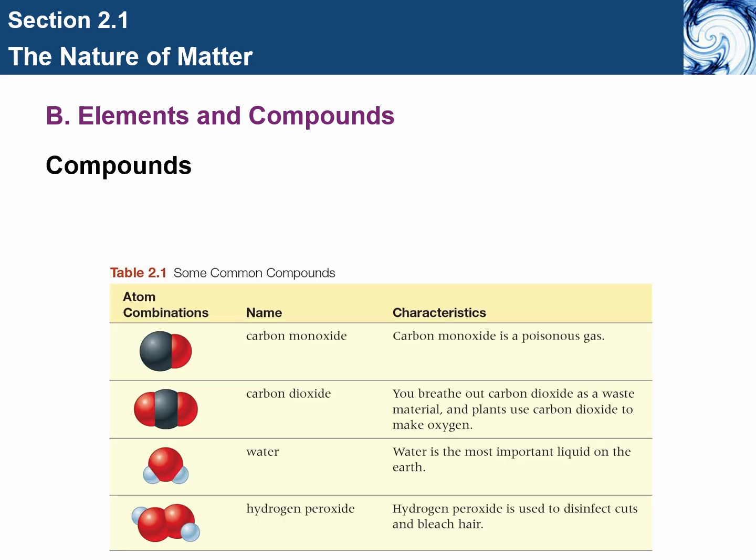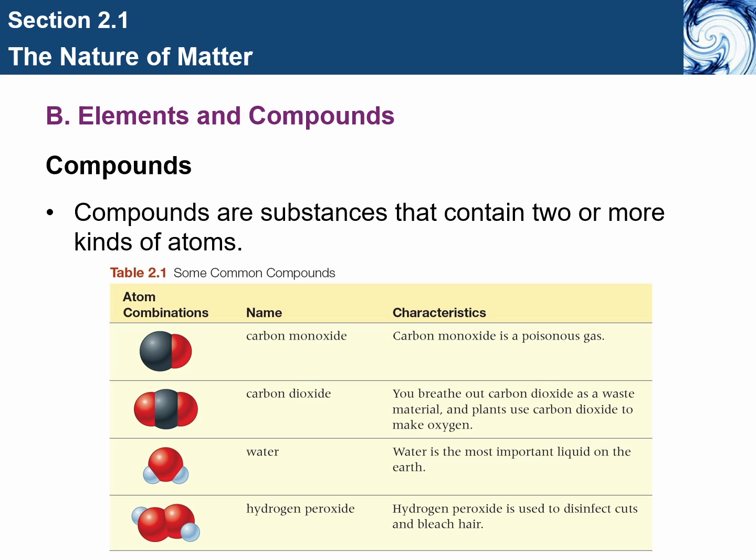Compounds. Compounds are substances that contain 2 or more kinds of atoms. This nifty table, 2.1, shows several familiar compounds and their atomic combinations. Carbon monoxide contains 1 carbon and 1 oxygen. Carbon dioxide contains 1 carbon and 2 oxygens. Water contains hydrogen and oxygen, while hydrogen peroxide also contains hydrogen and oxygen, but not in the same ratio.